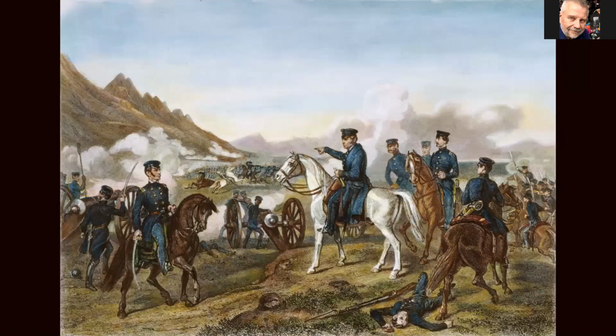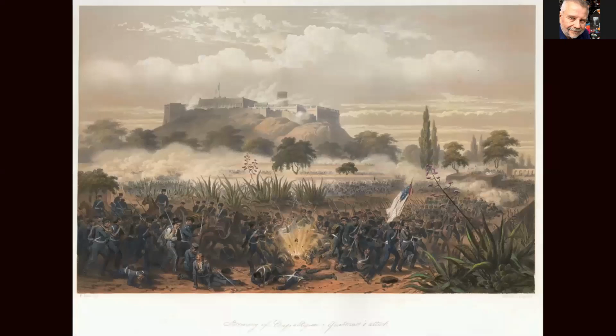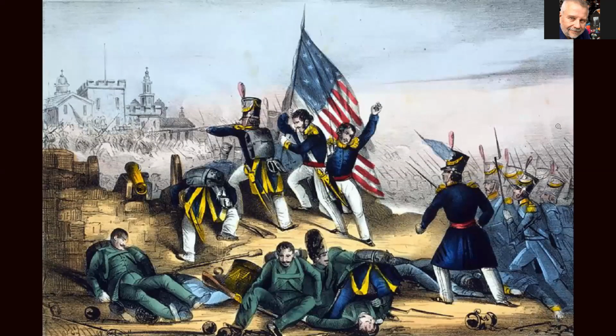The war costs about $97 million. 13,780 Americans are killed in this war, primarily because of disease. Mexican casualties are unclear. It's estimated about 25,000 military casualties, but we're not sure about civilian deaths. We just don't have those numbers.